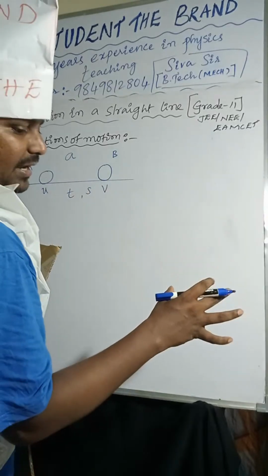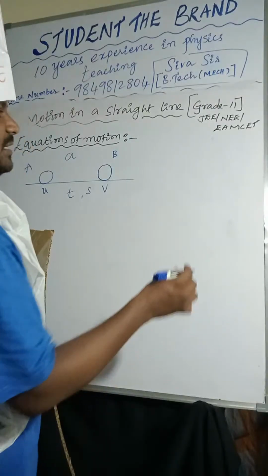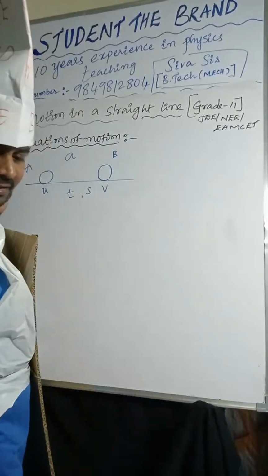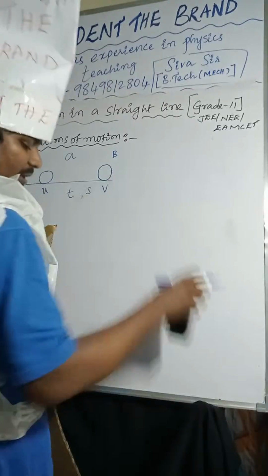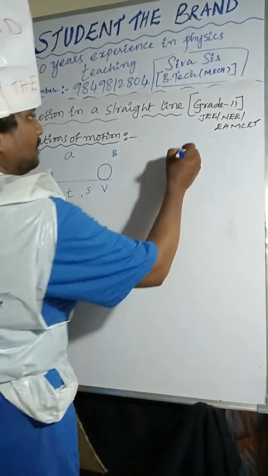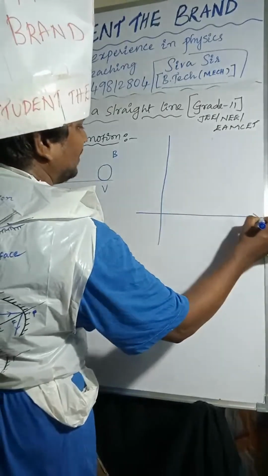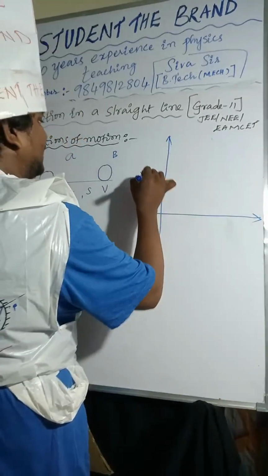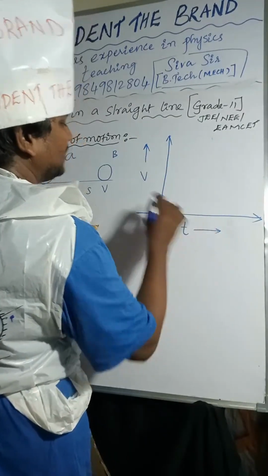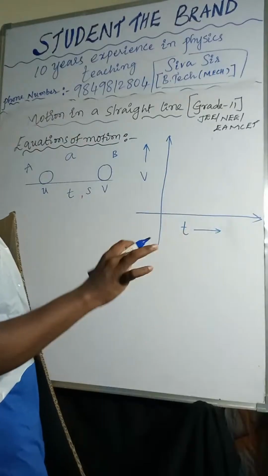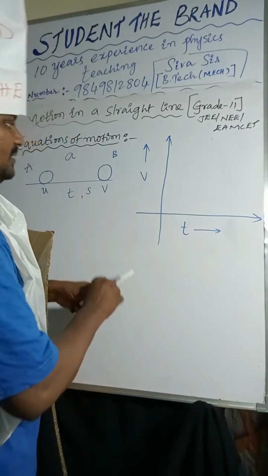How can I take this in the graphical method? In the format of a graph I will draw. With respect to the velocity time graph, velocity on the y-axis and time on the x-axis. Everybody be careful and listen, this is a very important concept.